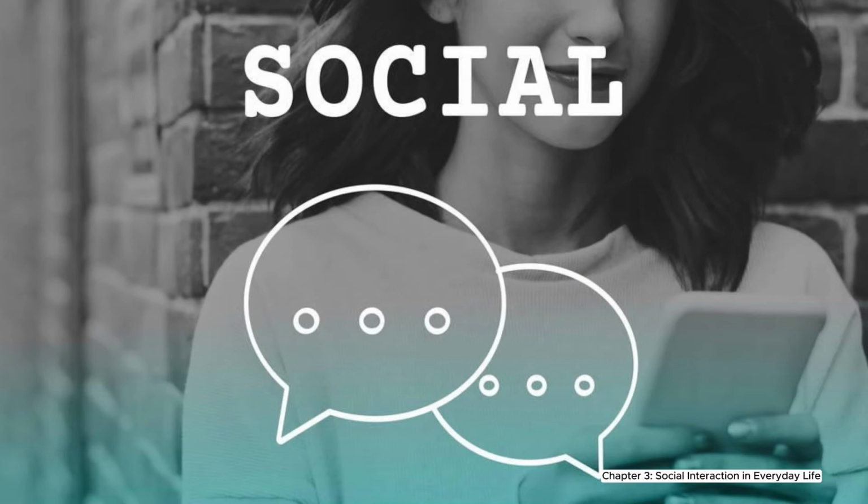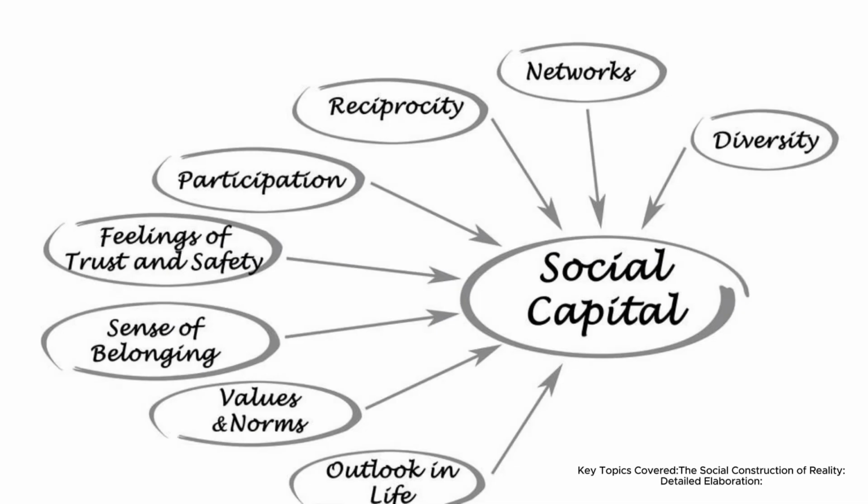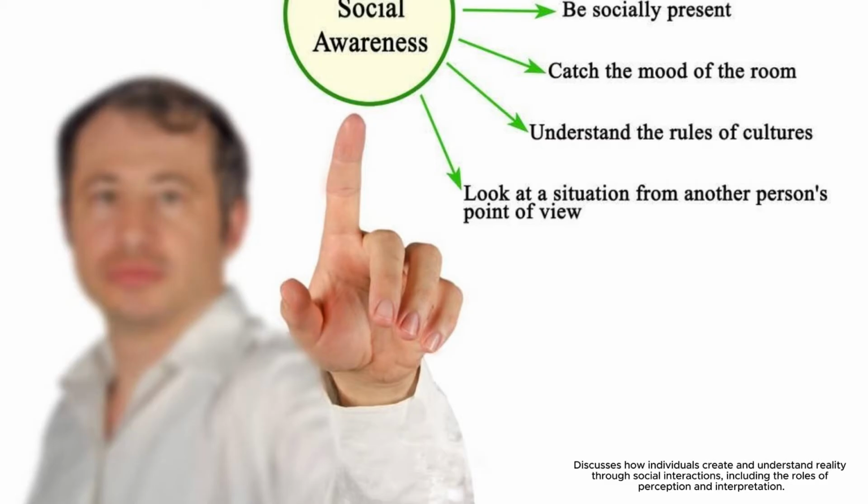Chapter 3. Social Interaction in Everyday Life. In Chapter 3, we explore how social interaction shapes our everyday lives and the structures of society. Key topics covered: the social construction of reality. This discusses how individuals create and understand reality through social interactions, including the roles of perception and interpretation.